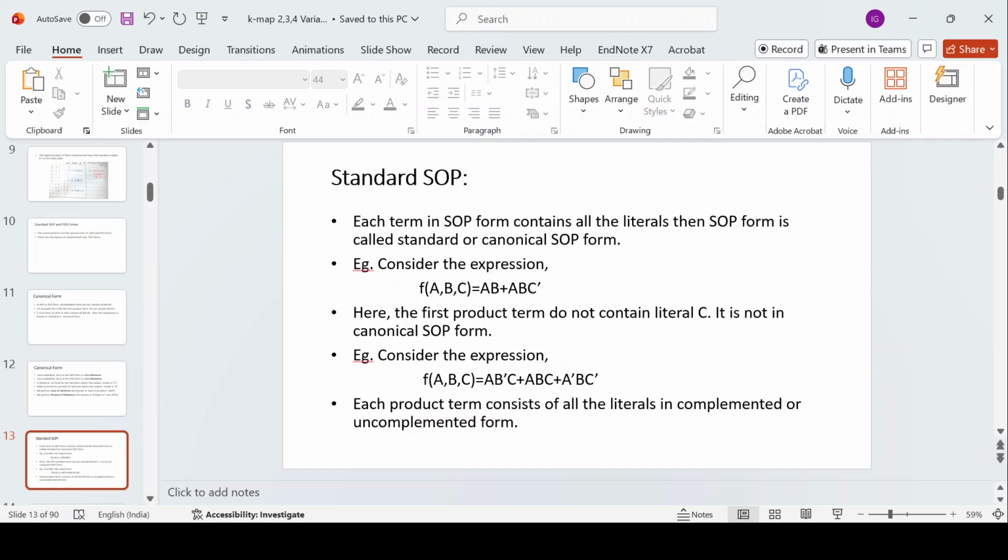Now we have to convert the uncanonical form into canonical form. For that, we should find what is the missing literal. In the given expression, the first term is missing c. So we have to AND the terms c and c dash with that ab, and then we can convert that uncanonical form into canonical form. The final expression of the canonical form is ab dash c plus abc plus a dash bc dash.